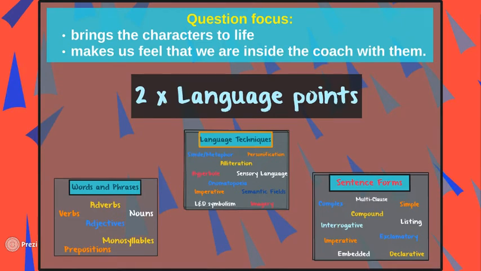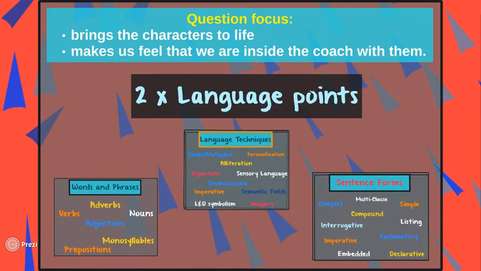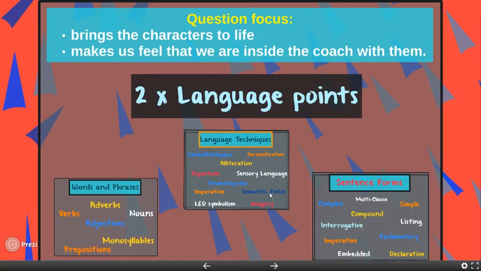Okay, so let's have a look then at what some of these language points could entail. It's important always to remember the question focus, which is why you will have highlighted this when you first read the question. But in this case, with the Jamaica in-source, you're being asked to say whether the Jamaica in-source brings the characters to life and whether the writer has made us feel that actually we are inside the coach with the passengers. So in terms of language points, let's just have a quick reminder of some of the different components that build up words and phrases, language techniques, and also sentence forms.